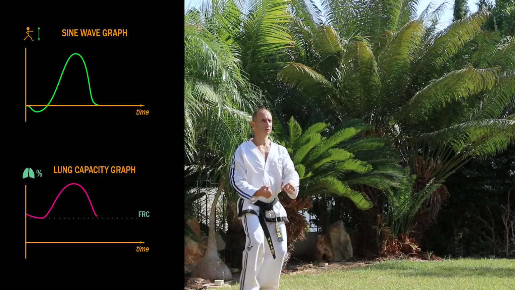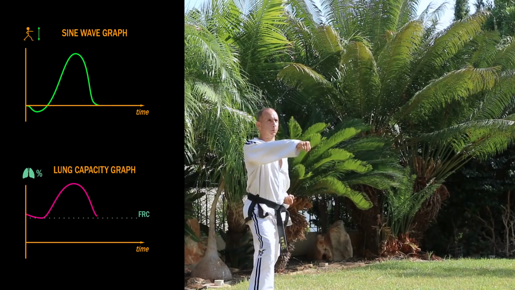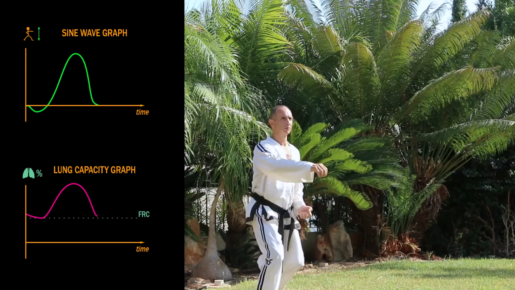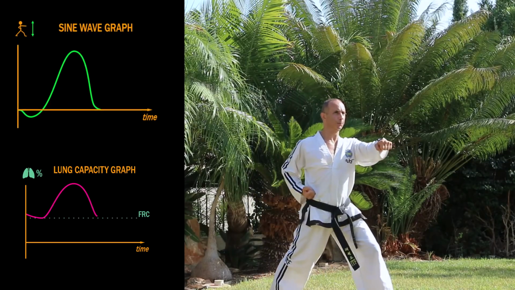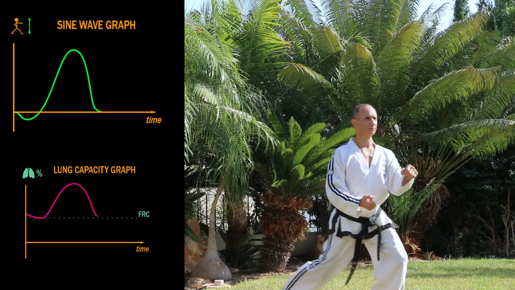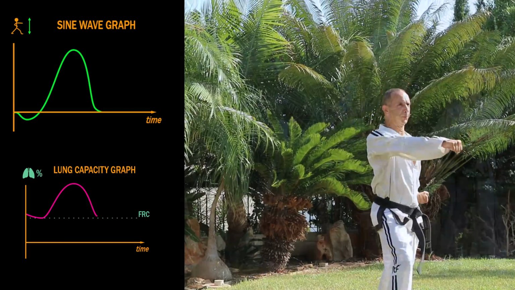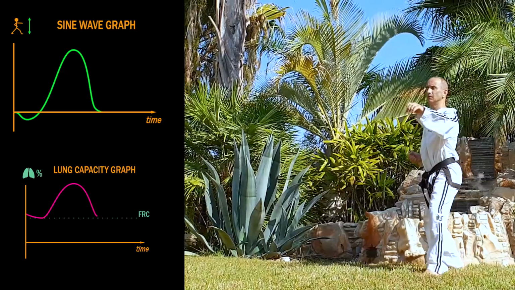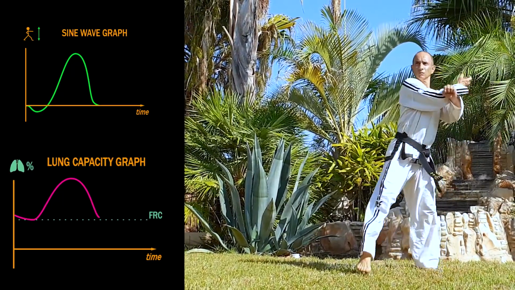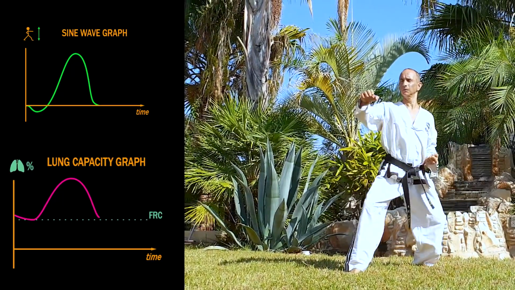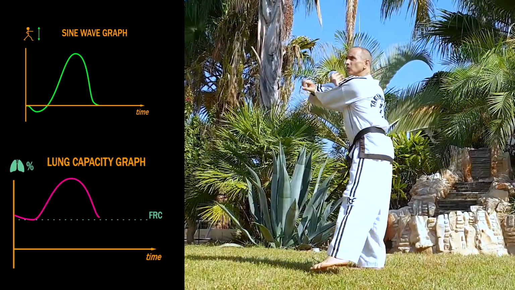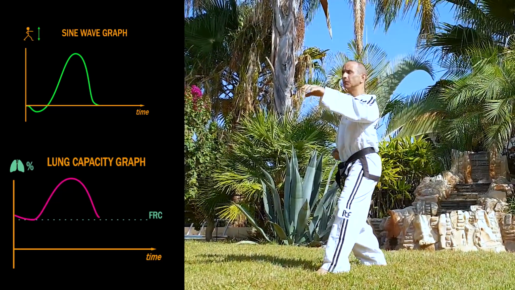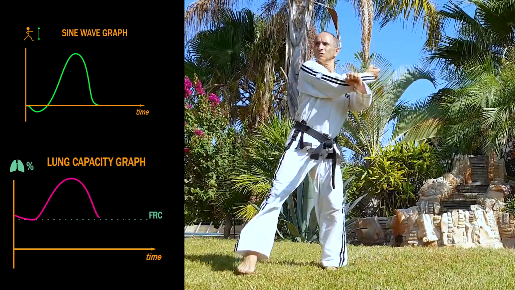The following graphs and diagrams will be used to help visualize what is happening with the breath in these examples. The sine wave graph shows the height of the body during the execution of the techniques. This helps to illustrate the timing and rhythm during the various stages. The lung capacity graph shows the amount of air in the lungs as a percentage of the full lung capacity. The graph helps to illustrate when and how much to inhale or exhale.